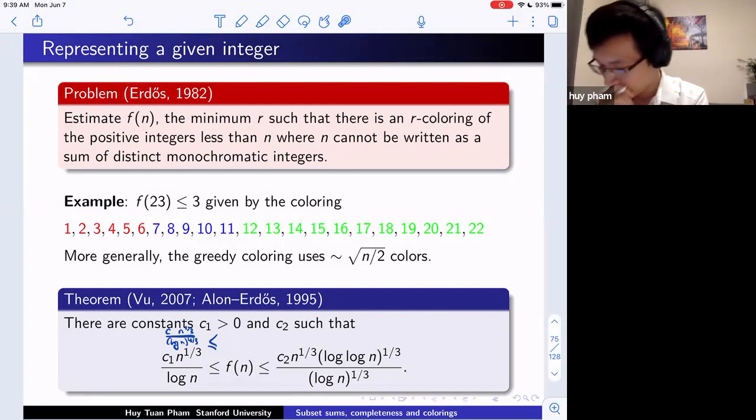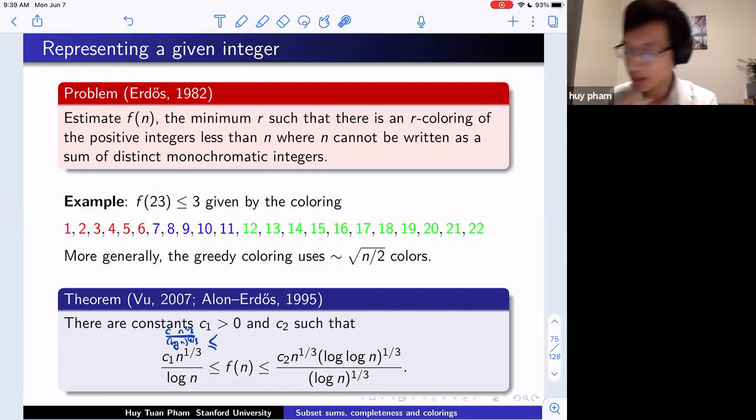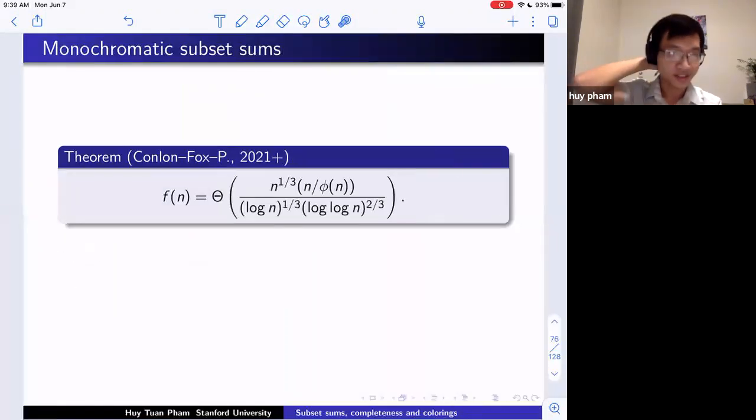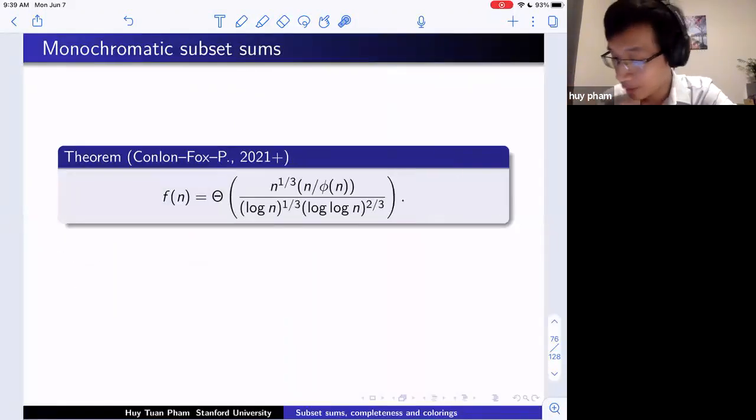Alon and Erdős suggest that perhaps this upper bound is closer to the truth. And we indeed show that that is the case. But furthermore, we determine f of n up to an absolute constant for all n. So for all n, f of n up to an absolute constant is given by the following function. First we see that it's the power of n to the 1/3, and the power of log n is indeed log n to the 1/3, as in the upper bound by Alon and Erdős.